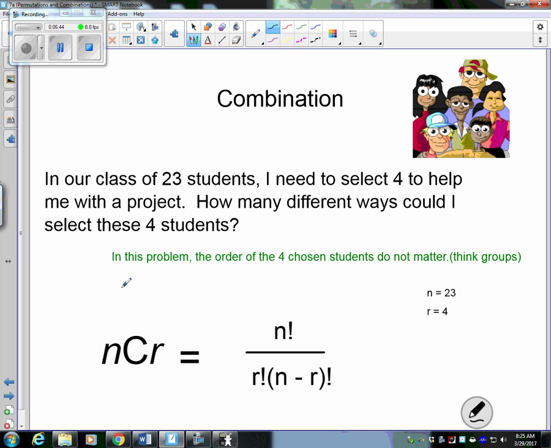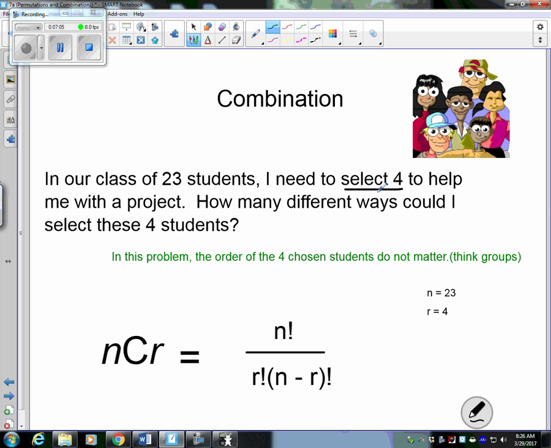Now a combination. In our class of 23 students, I need to select 4 to help me with a project. How many different ways could I select these 4 students? So I need to select 4. That's a group of 4. There's no specific order the way I select them. There's just a group of students. It doesn't matter if you're selected first, second, third, or fourth.